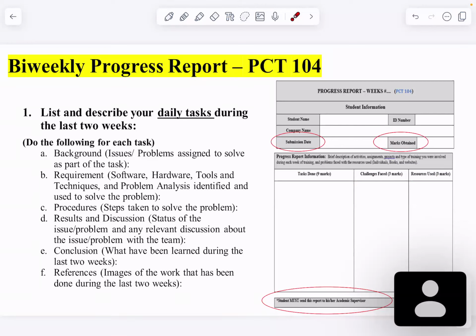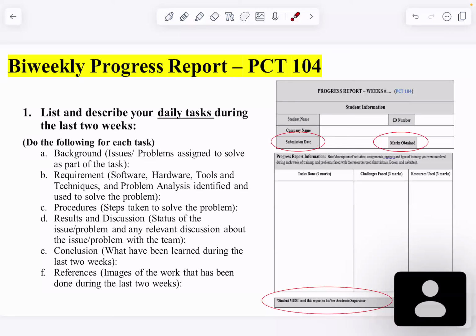Some students give very little information about the task. They just name the task, like preparing a report, and the challenges and resources are just a word. No, we need more details. You can see in this slide that for each task, we need to see the problem you are solving, the problems assigned to you, the issues, and the requirements. So talk about the software, the hardware, the tools, and the way you are analyzing the problem. Also the steps taken, and if there are results from doing the task, you have to discuss the results and your opinion about them.